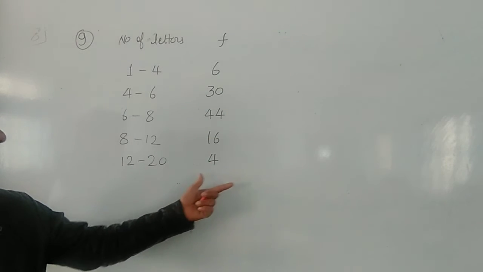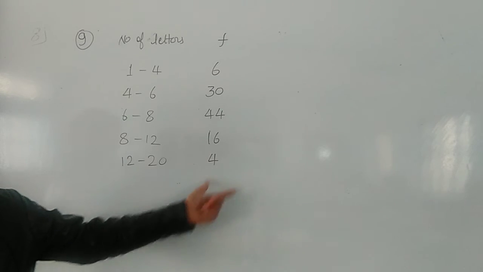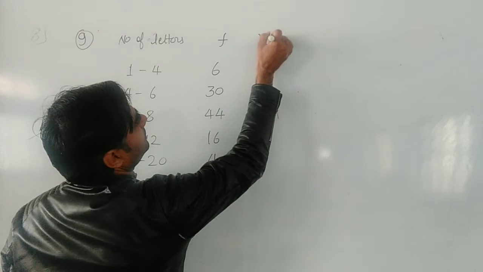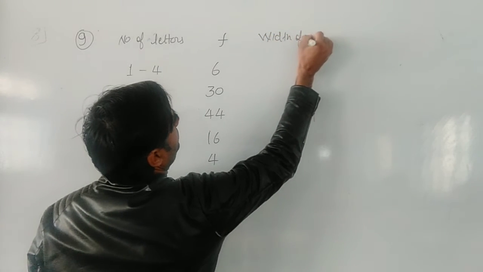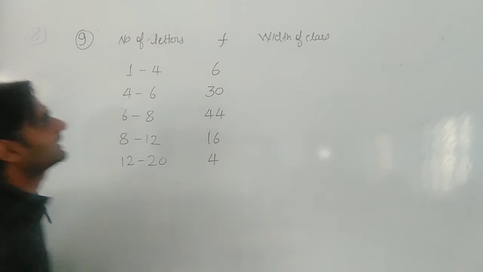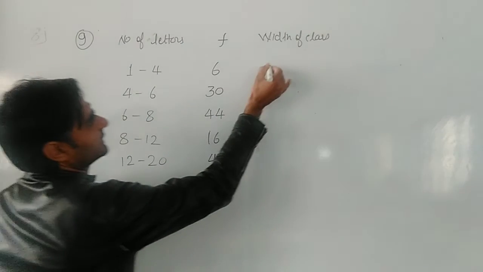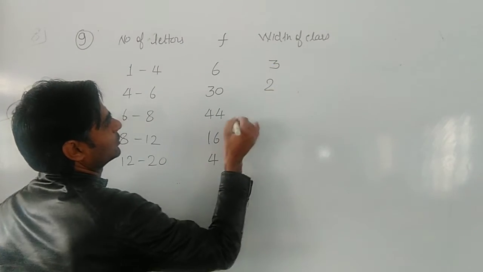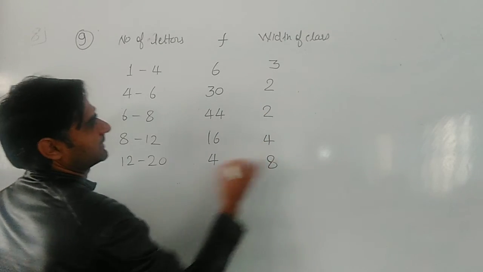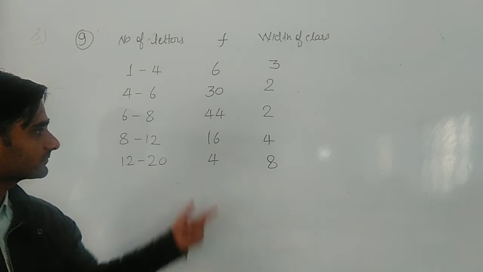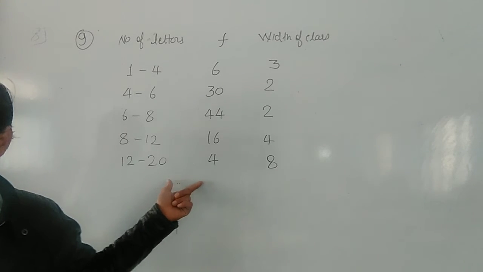Now the next thing is the width of the class. What will be the width of the class? 3 for this one, 2, then 2, 4, and this one 8. Right? Next thing, length of the rectangle.